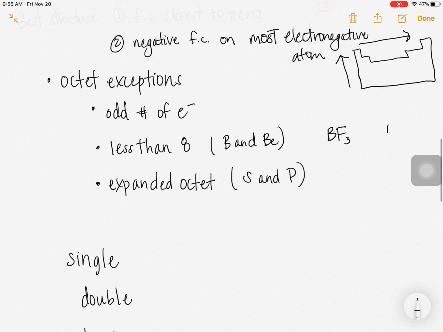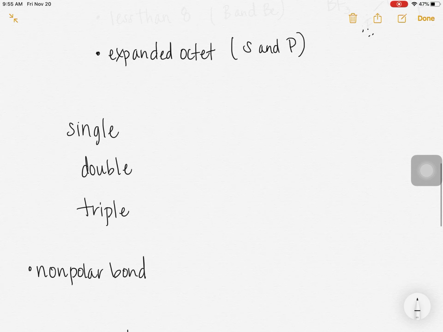A great example is BF3, whose structure looks like this. And we very quickly see that boron does not have an octet, it only has 6, and that's okay, that's its structure. And then the expanded octet, which would be your octet rule violators by going over 8, primarily happens with sulfur and phosphorus. So just things to be aware of.